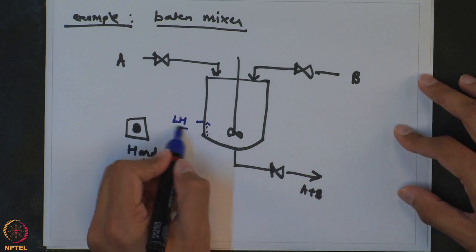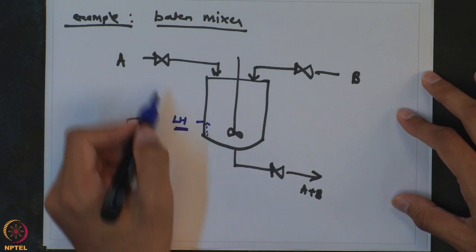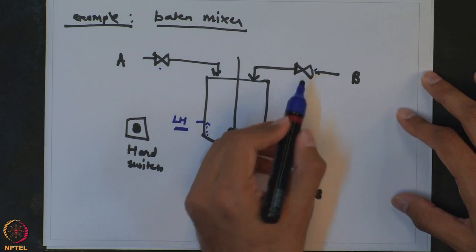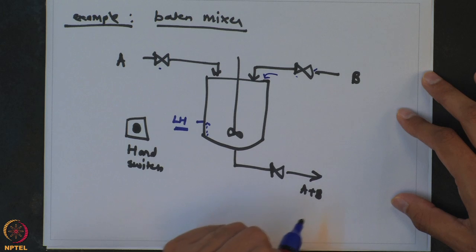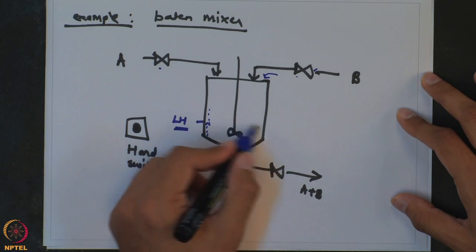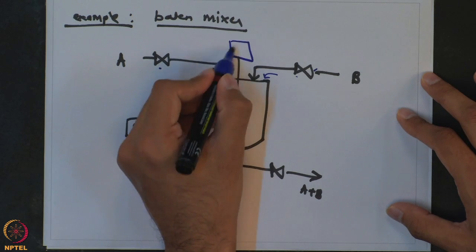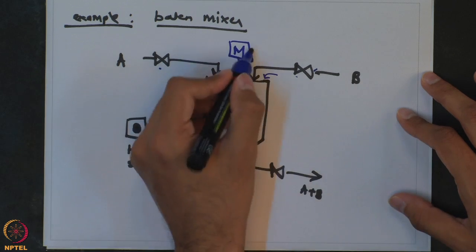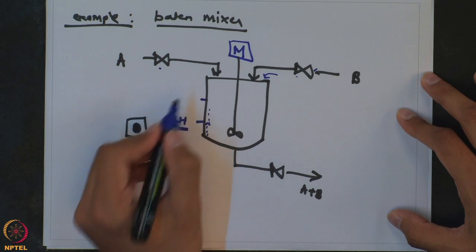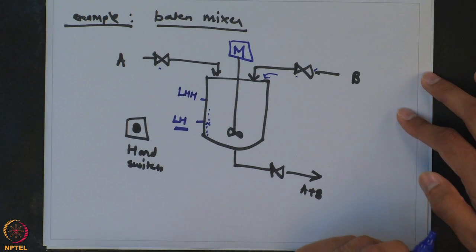Once the entire amount of A is added and the level is LH, at that time you will close this valve, and the second ingredient, which is B, will start entering the vessel. Again the level will increase, and now you are adding B into a pool of A. So you want to mix it. The agitator will also be switched on. If this is a motor, then this motor will be switched on when the level is above LH, and addition will take place till your level reaches a certain point known as LHH.